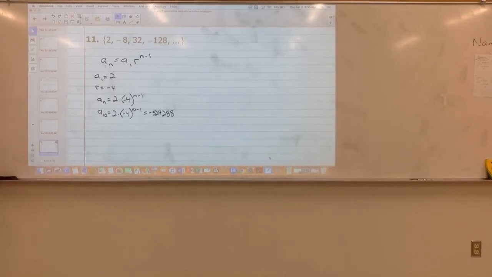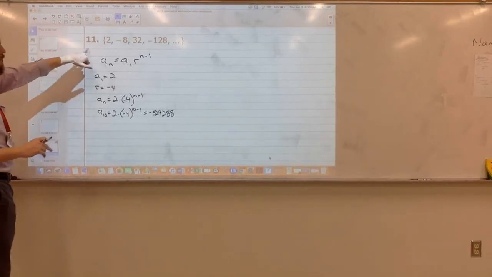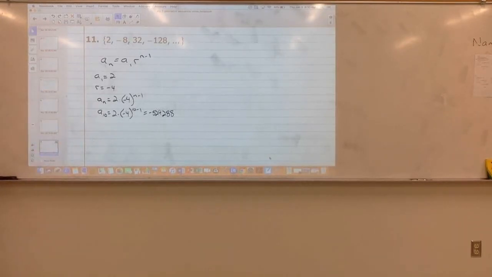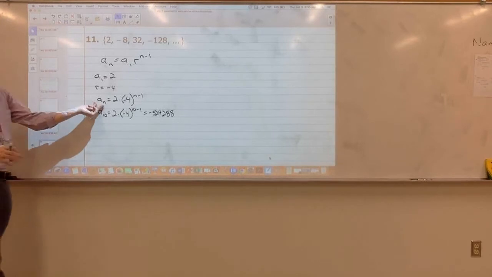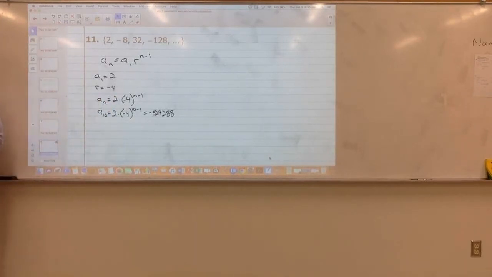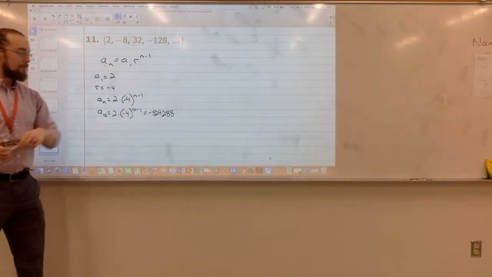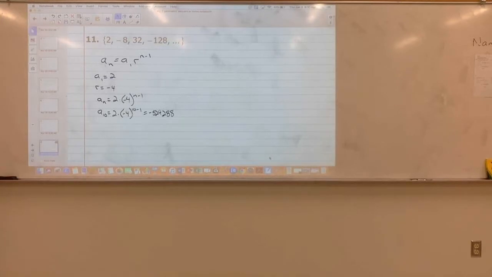Alright, it looks like we're getting pretty close to done. If you're not quite done, that's alright. Keep working, finish up the last one or two you're on, but start going over them here. So I put number 11 up here. I think our rule should be a sub n equals 2 times -4 to the n minus 1 power. So then if we plug in 10 for n, we get negative 524,288.